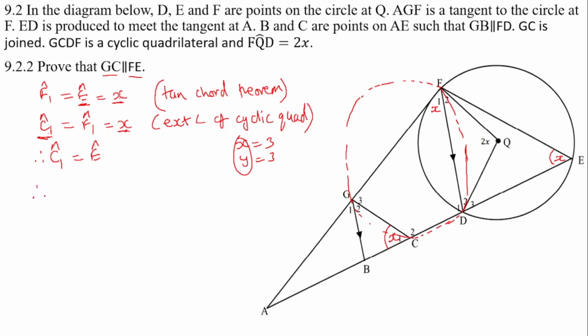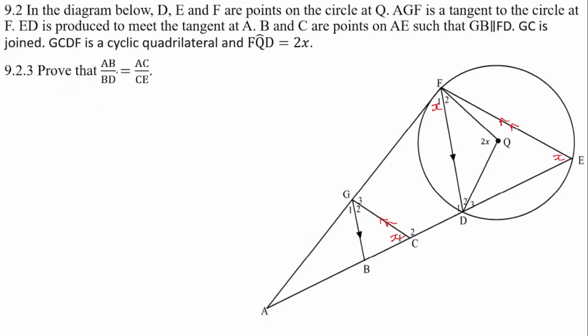So we can say therefore GC is parallel to FE. And the reason we say is corresponding angles equal. So these two lines are parallel because the corresponding angles are equal. Alright, 9.2.3, prove that AB over BD is equal to AC over CE.